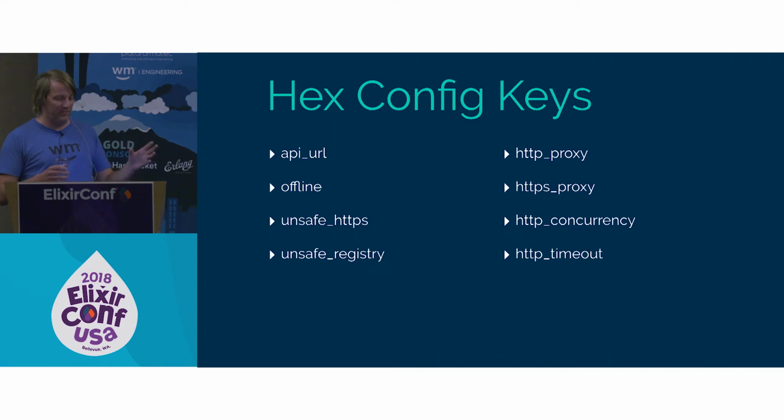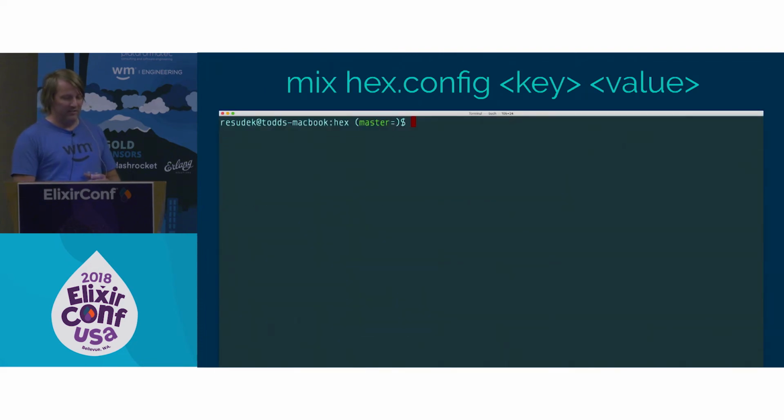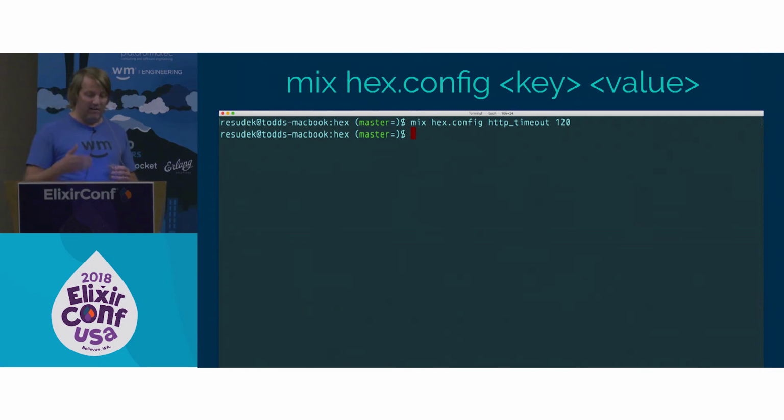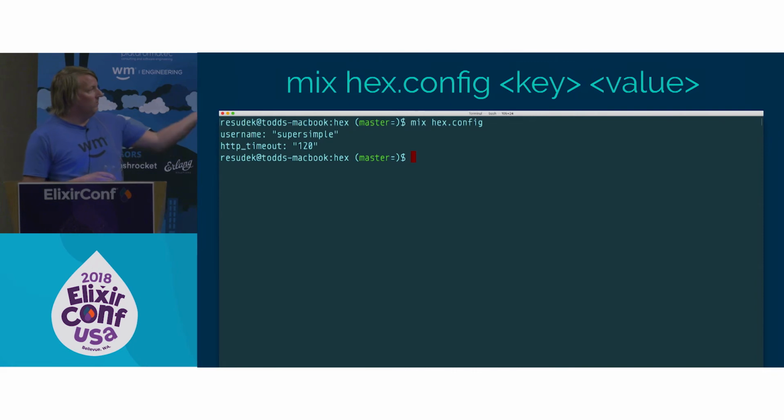But if you run into specific problems with packages timing out or errors in downloading dependencies, those are two of the keys that I think are worth knowing. To set those, it's really easy. Just hex.config, the key name, and then the value. So HTTP timeout, 120, and that's it. If you type that in, and then now I've typed out hex config, you'll see I have an HTTP timeout value set in there as well.